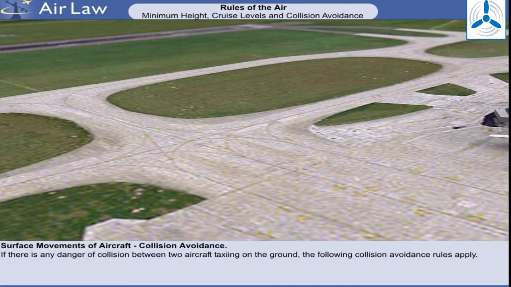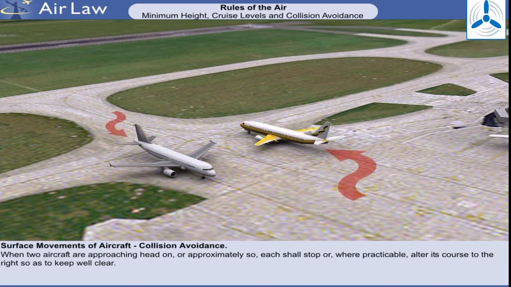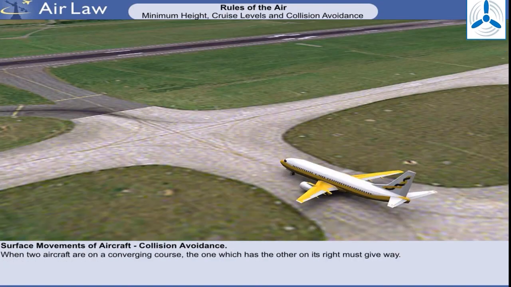If there is any danger of collision between two aircraft taxiing, the following collision avoidance rules apply. When two aircraft are approaching head-on, or approximately so, each aircraft must stop, or, where practicable, alter its course to the right, so as to keep well clear. When two aircraft which are taxiing are converging, the one which has the other on its right must give way.